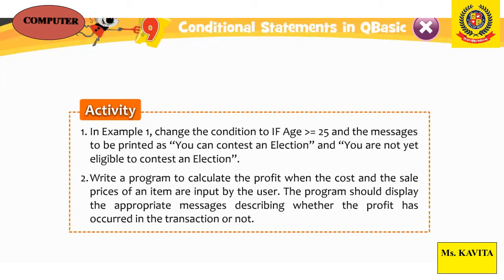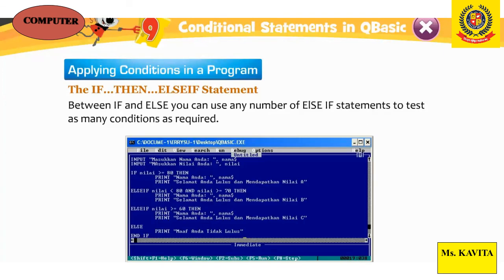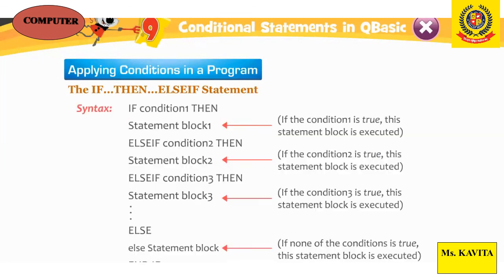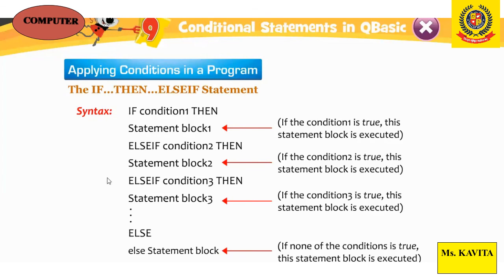Now, to check a password and display a message to permit access depending upon whether the password entered is correct or wrong. Enter the password, pass$. Then if password equal to XYZ, then print access permitted, else print access denied, end if.